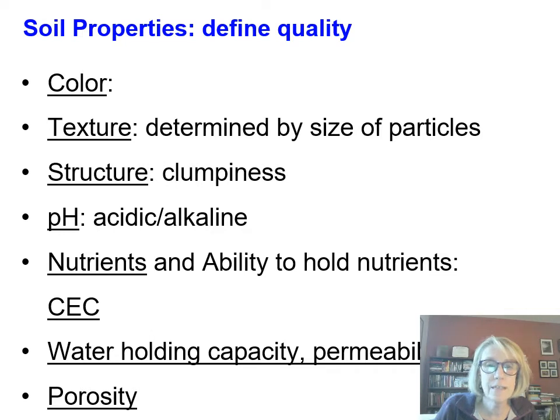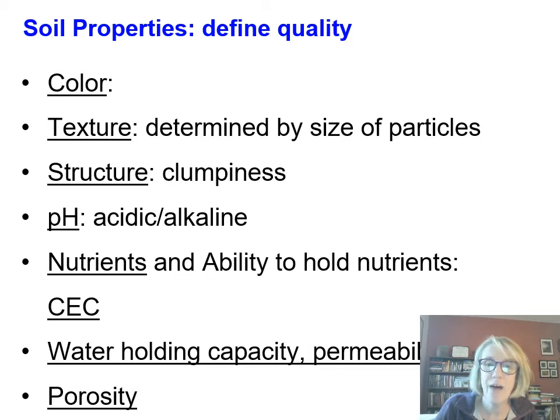pH, is it acidic or alkaline? Remember, alkaline is another word for basic. So does it have a lot of hydrogen ions, or is it very basic? And then, as I said, how many nutrients does it have? And what is the ability of the soil to hold on to those nutrients? We'll talk about the cation exchange capacity of the soil, that's the CEC. How well does it hold on to water? And how permeable is it to water?